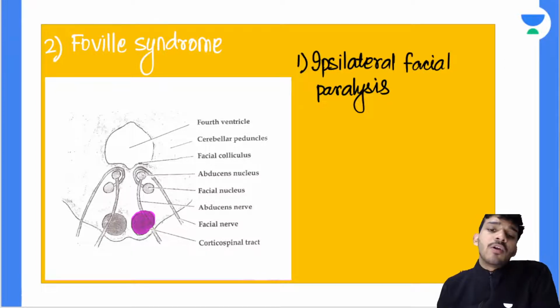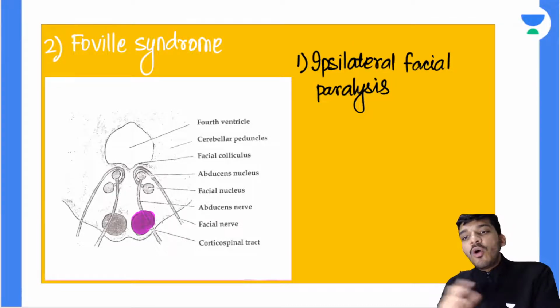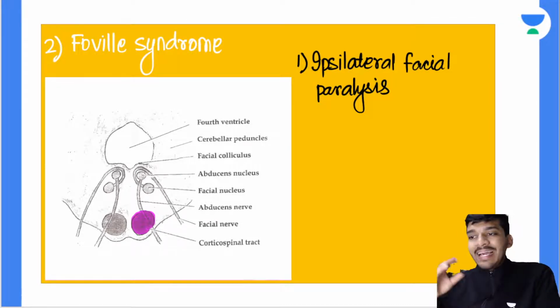And there is also something called the paramedian pontine reticular formation that is present here, which is responsible for conjugate gaze. So whenever your right eye has to look towards the right side, your right lateral rectus will go here and your left medial rectus will also look to the right side. Both have to be involved simultaneously, and in that you have the role of the pontine formation.